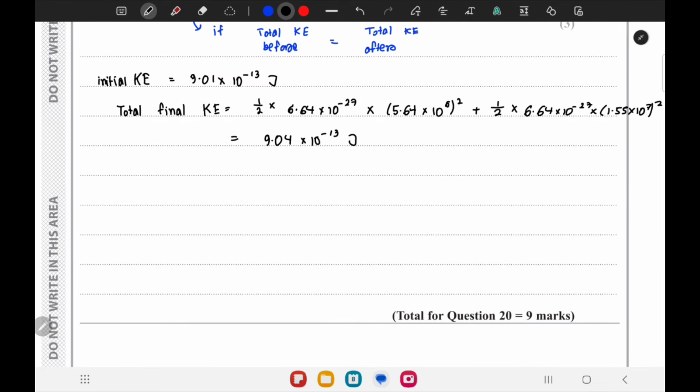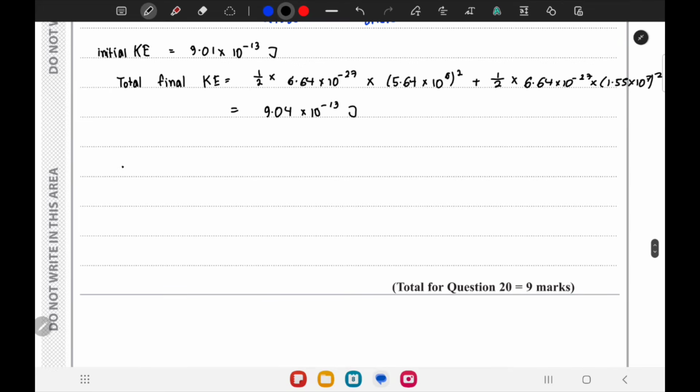So almost the same, since this would be 9.03. This is approximately equal to 9.01 into 10 to the power minus 13 joules. So the collision is elastic.